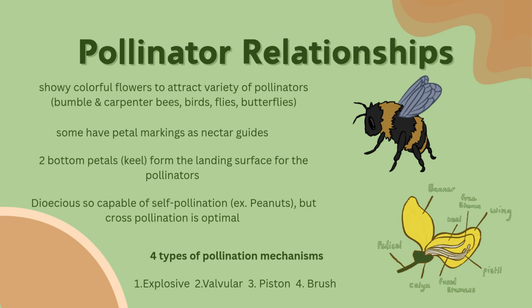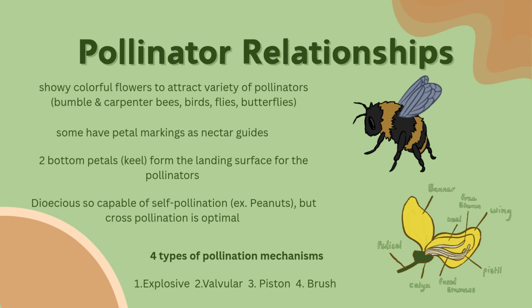Within Faboideae, there are two bottom petals, or the keel, that form the landing platform for the pollinators. These plants are dioecious, so they're capable of self-pollination, like peanuts, but cross-pollination is the best option. Within this family, there are four types of pollination tactics: explosive, valvular, piston, and brush.